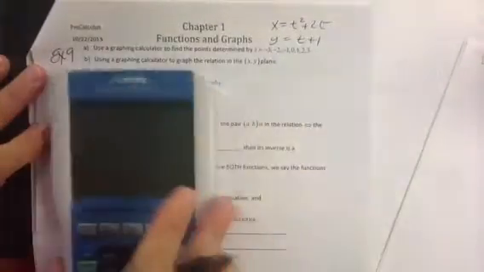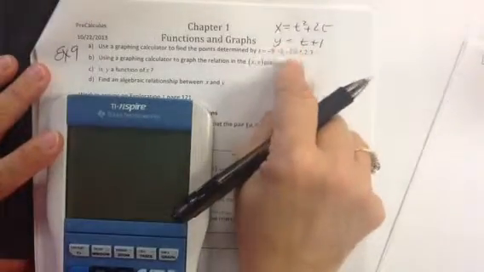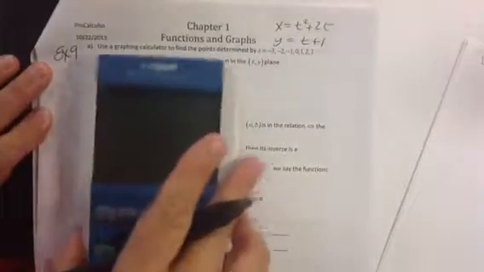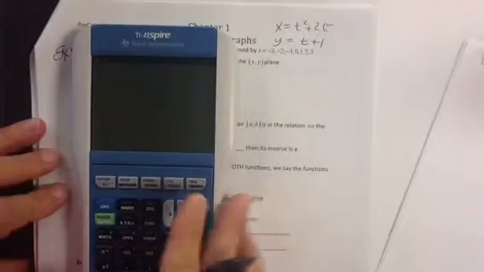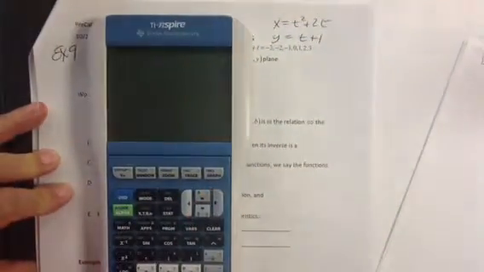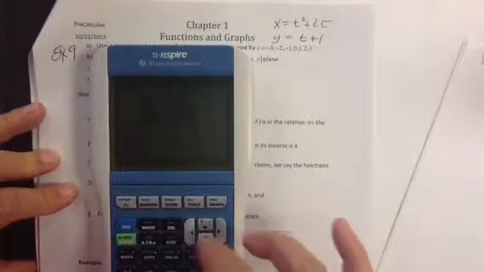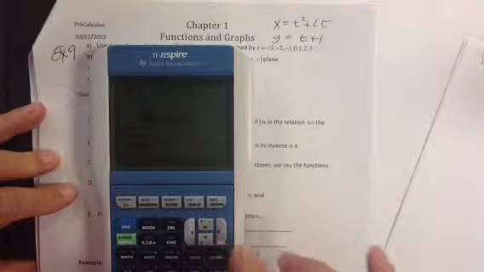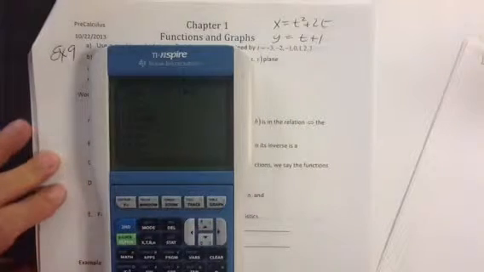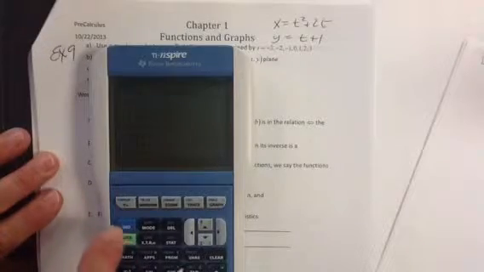All right, here's example 9. Use the graphing calculator. So here's my equation, and the first thing I'm going to do is put it in the correct mode. So let's see if you can. I'm going to turn this on, clear my graph, and I need to be in parametric mode. What does that mean?